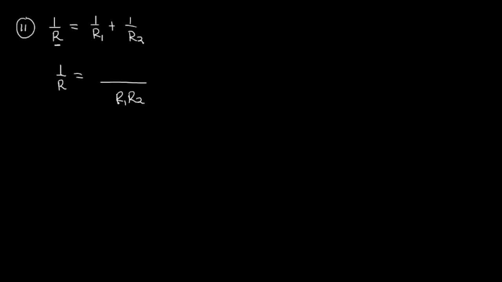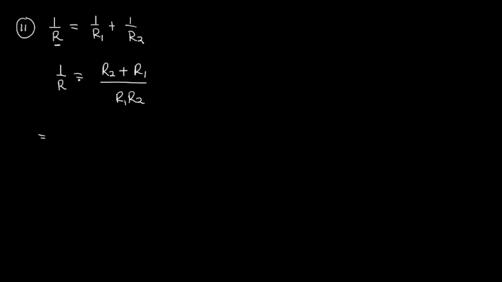Now r1 will go into r1 r2. So r1 will cancel r1. We are left with r2. So we have r2 here. Plus, r2 will cancel r2. We have r1 left, multiplied by 1 is still r1.